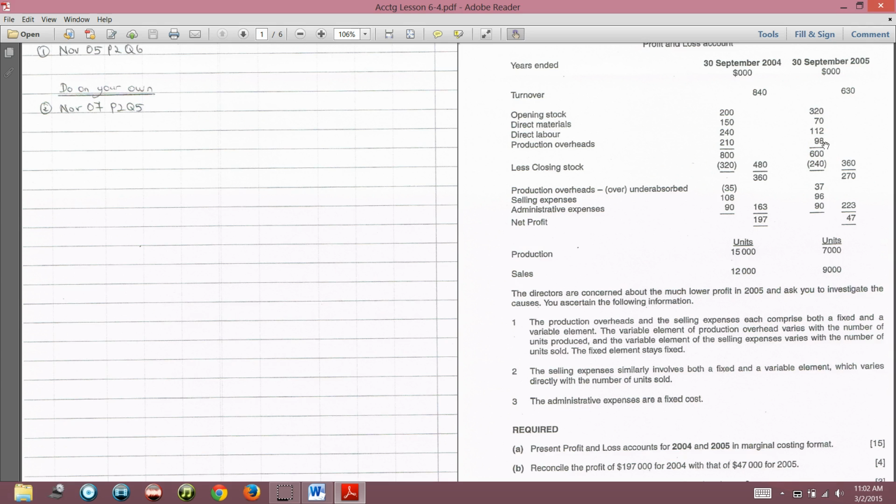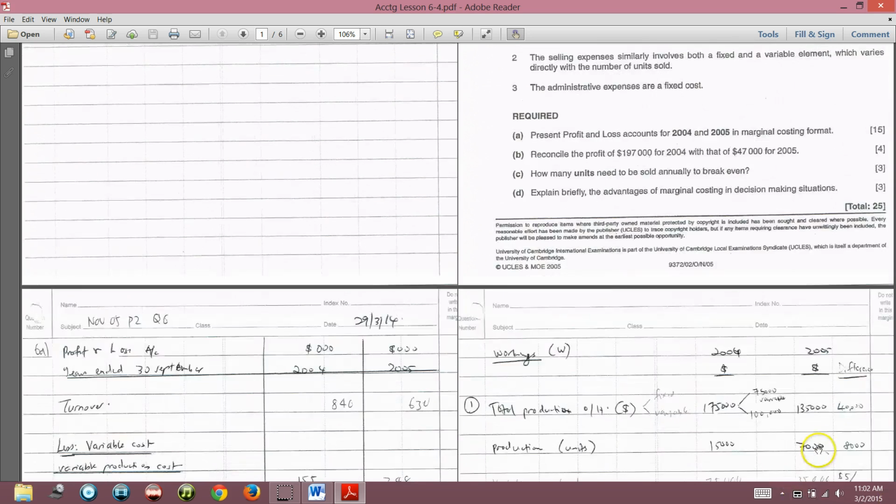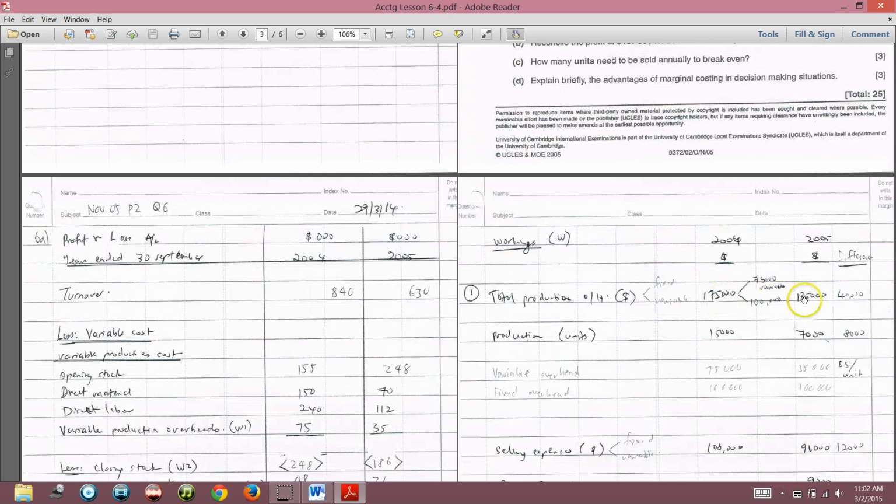And for 2005, what is the total production overhead? Total actual production overhead will be 98 plus 37. 98 plus 37 is 135. So this is the total production overhead for 2004 and 2005.